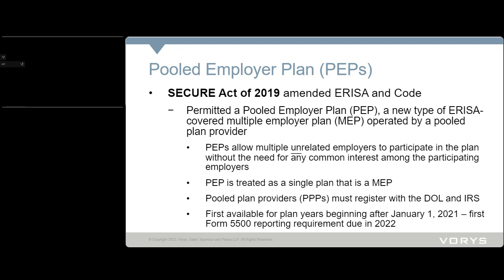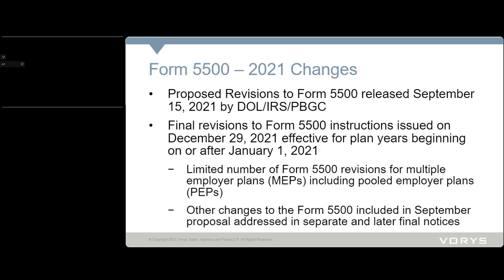They allow multiple unrelated employers to participate in the plan, that's employers that don't have a common interest. PEPs were first available for plan years after 1/1/2021, so this year is the first Form 5500 filing for PEPs that were implemented last year. There was a notice of proposed forms revisions that was released by the agencies, the Employee Benefits Security Administration, Internal Revenue Service, Treasury, and the Pension Benefit Guaranty Corporation on September 15th of last year. And some of these revisions were finalized on December 29th, 2021, but it was just a limited number of revisions for MEPs and PEPs for the 2021 plan year.